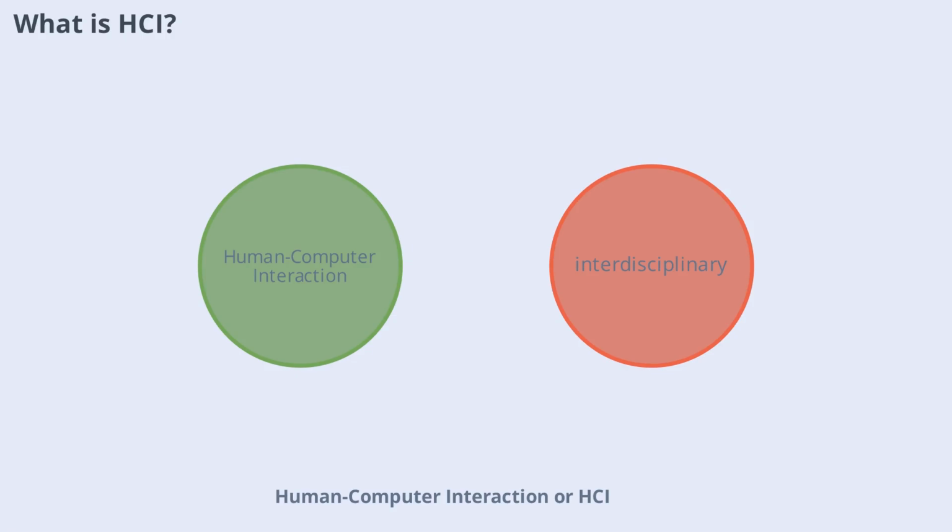Human-computer interaction, or HCI, is an interdisciplinary field that studies how people interact with computers and digital systems. It draws from computer science, psychology, design, and even sociology to understand and improve these interactions. HCI looks at everything from the physical devices we use, like keyboards and touchscreens, to the software interfaces that guide our actions. The goal is to make technology more accessible, efficient, and satisfying for users. HCI researchers often conduct experiments, usability tests, and observational studies to uncover how people use technology in real-world settings.